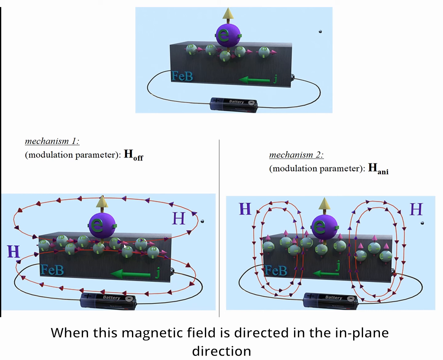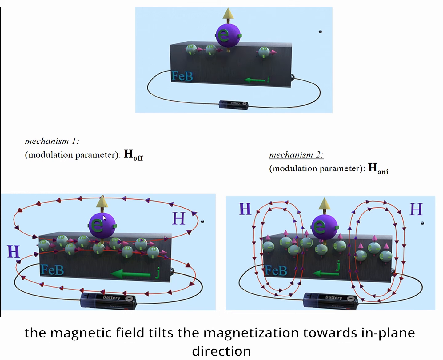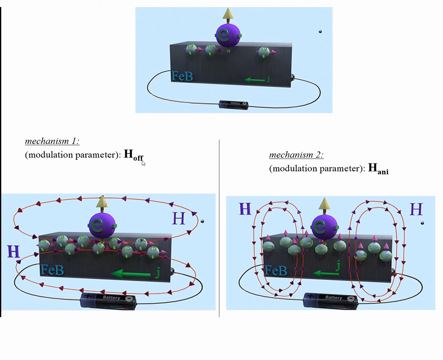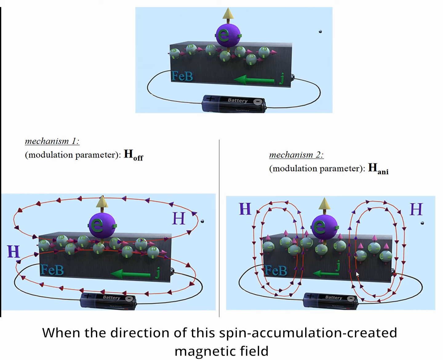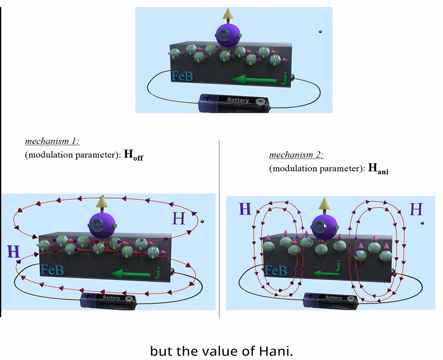When the magnetic field is directed in plane and perpendicularly to the equilibrium magnetization, the magnetic field tilts the magnetization towards the in plane direction. This magnetic field is called offset magnetic field in short. When the direction of this spin accumulation created magnetic field is along the magnetization, it does not affect the magnetization direction, but changes the value of anisotropy field.